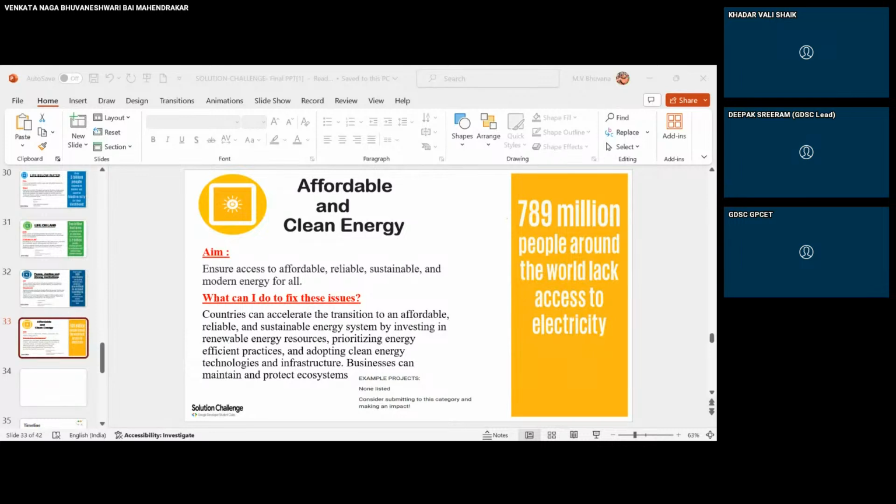In which of these 17 sustainability goals will our project fall? Okay, your project is about drowsiness detection, like health. I don't know exactly where we can keep this, but if you have any idea, just let me know.